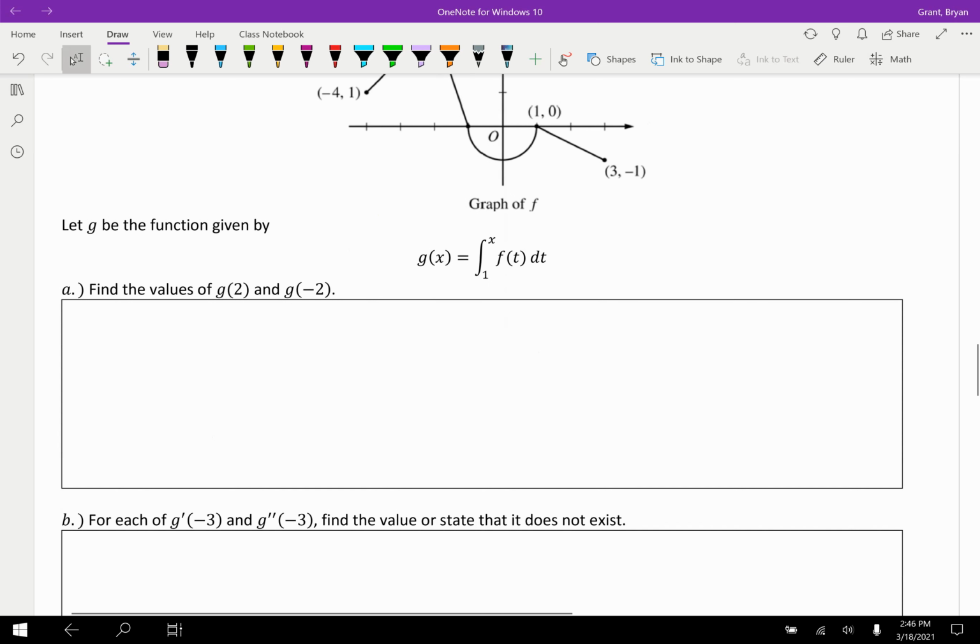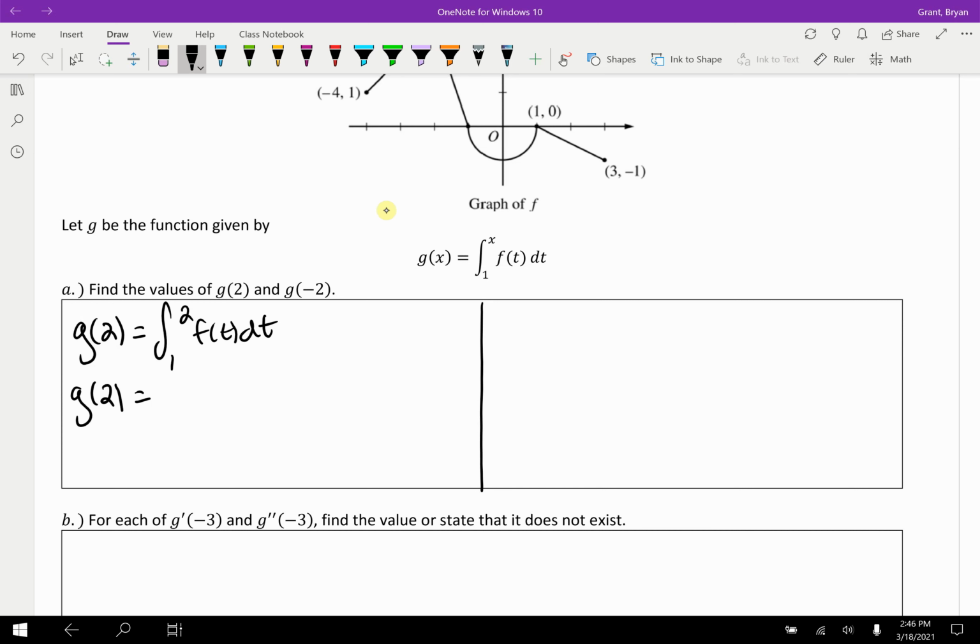And in fact, they ask us to find two values. I'll split my paper in half. Traditionally, the first value has less work than the second value, but that's not always the case. Let's try them. G of 2. Well, this one's nicer because they gave us an equation. We don't have to manipulate the fundamental theorem here. It's just the integral from 1 to 2 of f of t dt. Cool. How do we find that?